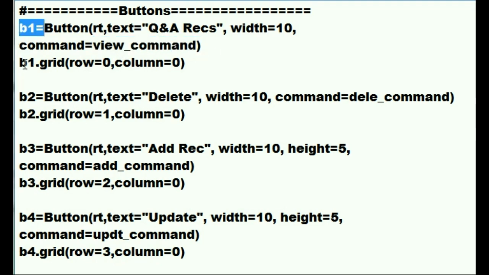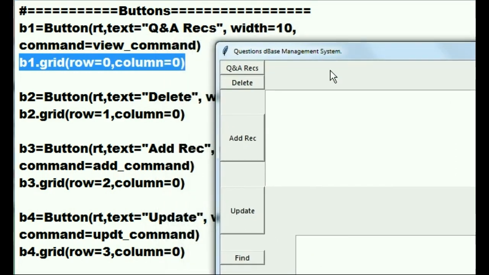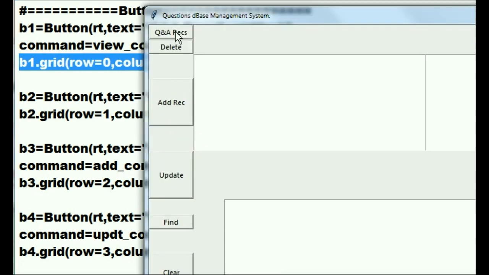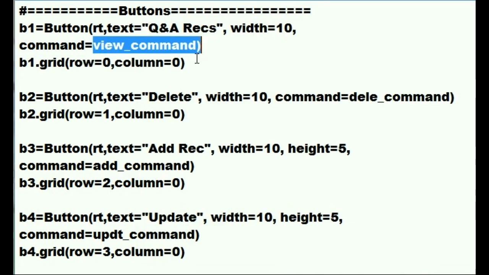Then I assign it to B1. I immediately tell B1 to put itself into the grid at row 0 and column 0. As soon as somebody clicks on this button, all the records will be put from that database table into here, this list box. Let's do that now. And there they are. Let's go to the view under command and see how that was done.